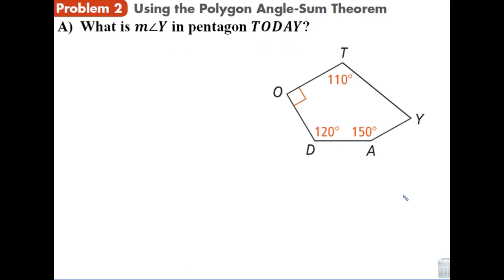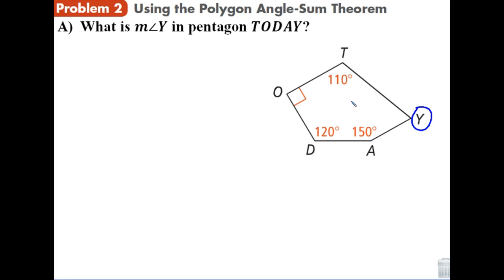In problem 2, part A, it asks, what is the measure of angle Y in pentagon TODAY? Okay, remember, to name a polygon, we'll just give the vertices in any order. Here we want to figure out what the angle Y is. Notice I have the 4 other angles of the pentagon.